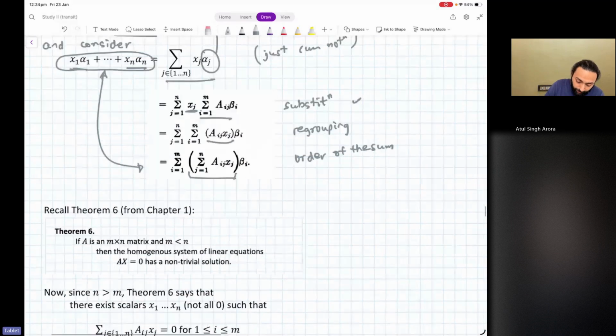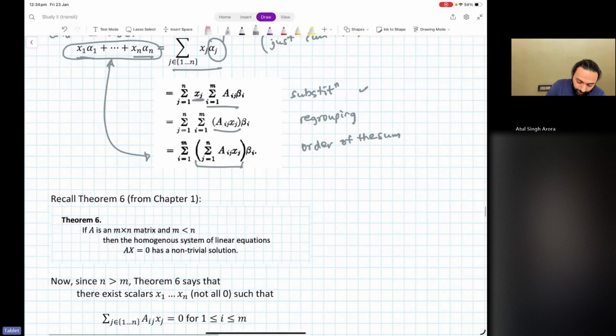So then let's continue. Now, what do we know? We're going to recall theorem 6 from chapter 1. Theorem 6 said that if A is an m cross n matrix, so m is the number of rows, n is the number of columns, and the number of rows is strictly smaller than the number of columns, then the homogeneous system of linear equations has a non-trivial solution.